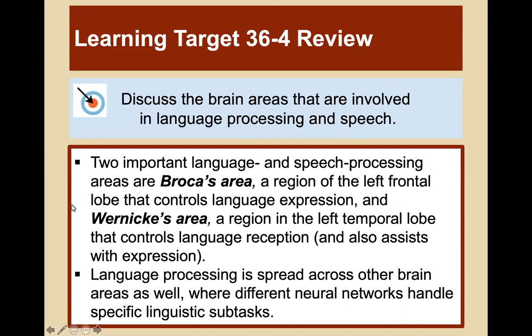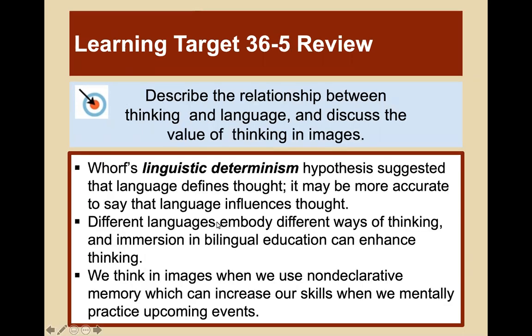There are two important language areas, Broca's area and Wernicke's area. Broca's area is a region in the left frontal lobe that controls language expression, your speaking. Wernicke's area, a region in the left temporal lobe, controls language reception. That receptive language also assists a bit with expression. Language processing is spread across other brain areas as well. Don't think that language is just in those areas. It's spread across your brain, where different neural networks handle specific linguistic subtasks.